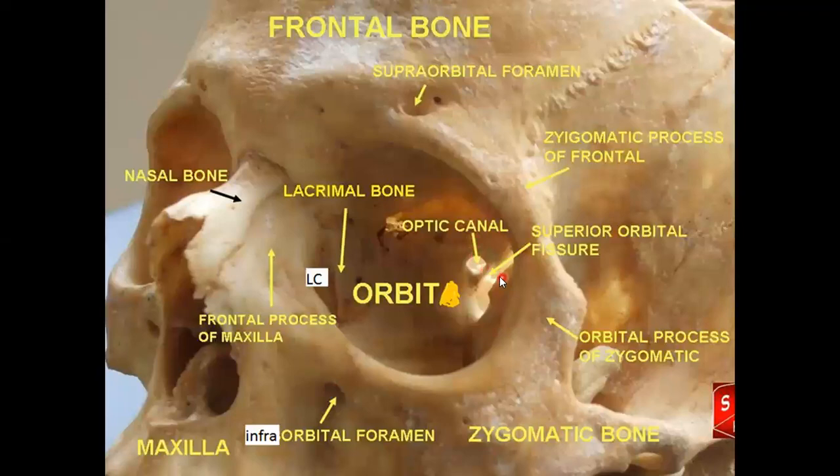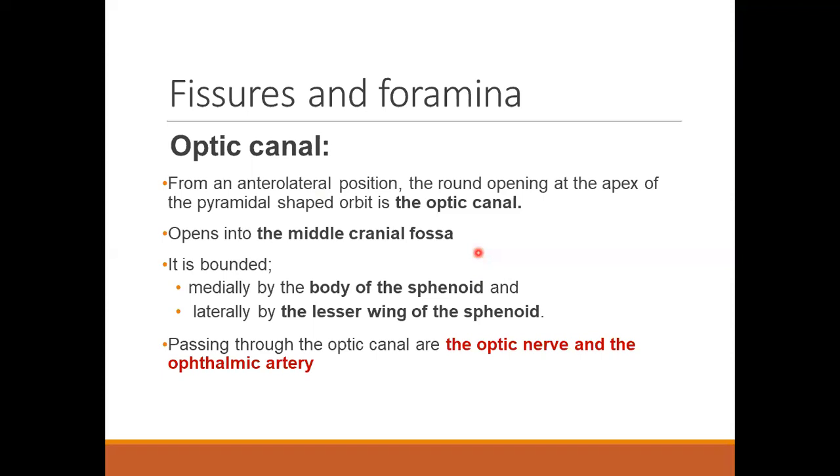Along with the superior orbital fissure, just beside it, there is the optic canal, through which the ophthalmic artery and the optic nerve pass.